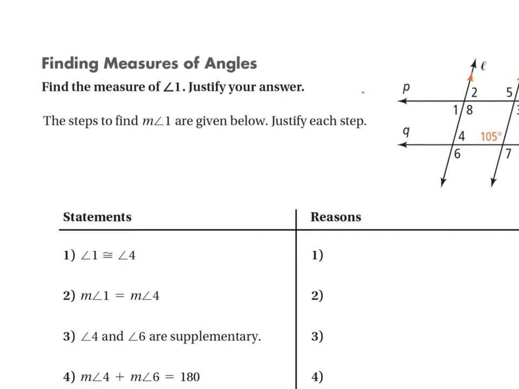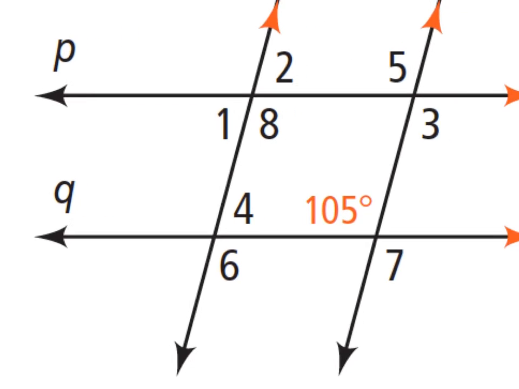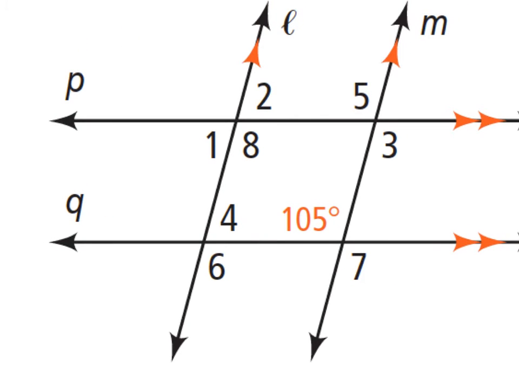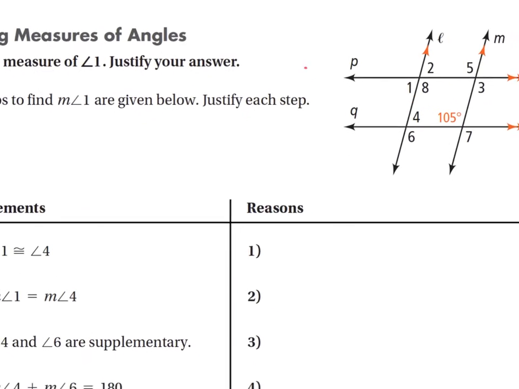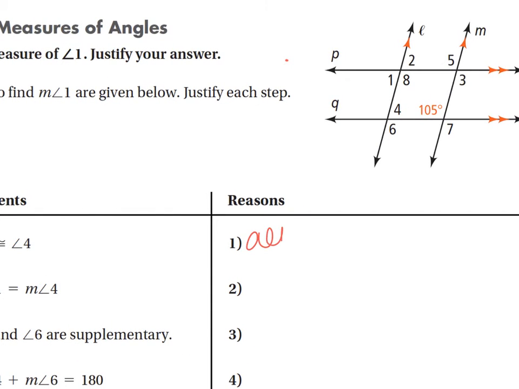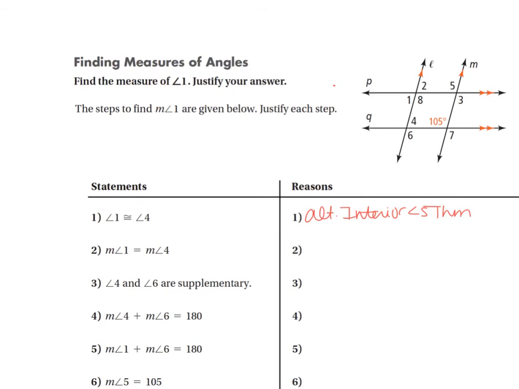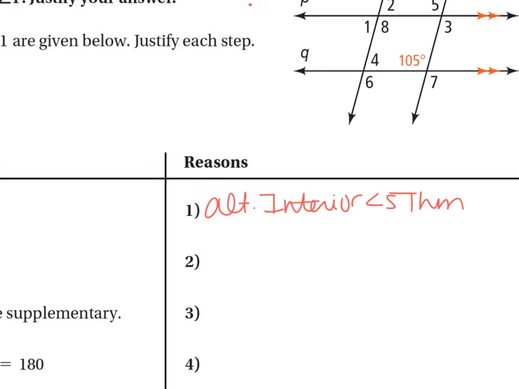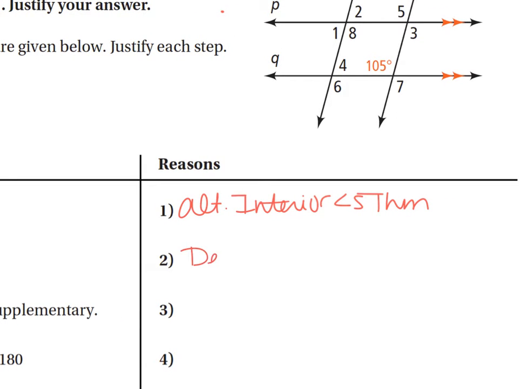Angle 1 is congruent to angle 4. So let's look at angle 1 and 4. What is the relationship between those? Because that's what it's wanting you to see. Angle 1 and 4 are alternate interior angles, so let's write that: alternate interior angles theorem. Then this is the one like from the last problem. The measure of angle 1 equals the measure of angle 4. That would just be the definition of congruent angles.